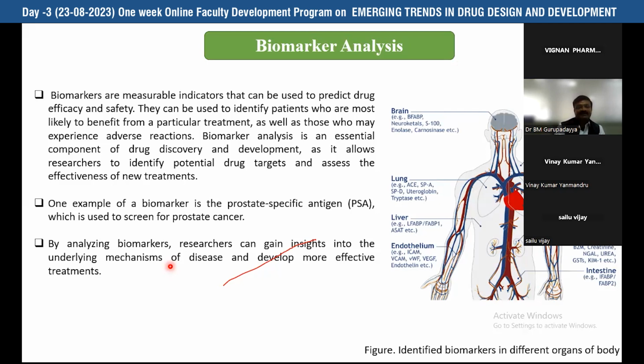Here, by analyzing the biomarker, researchers can gain insight into the mechanism of the disease and develop treatments more effectively. So these biomarkers are important, and thereby we can identify the disease condition very well. Biomarker is not about the drug here. Biomarkers give the information about the disease condition, and biomarker identification can show the status of the disease condition. So biomarker analysis is also one of the important concepts in the drug discovery of the particular molecules of interest.